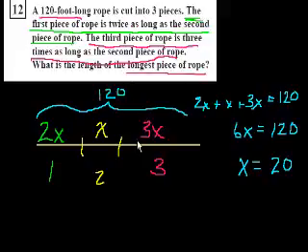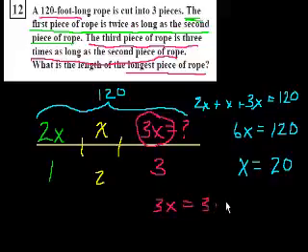Well, the longest piece of rope is clearly piece 3, right? It's 3 times the second piece. Piece 1 was only 2 times. So this is what they want to know: what 3x is equal to. So 3x is equal to 3 times 20, which is equal to 60 feet. And that's choice C.